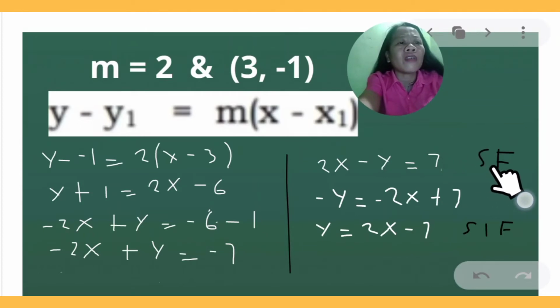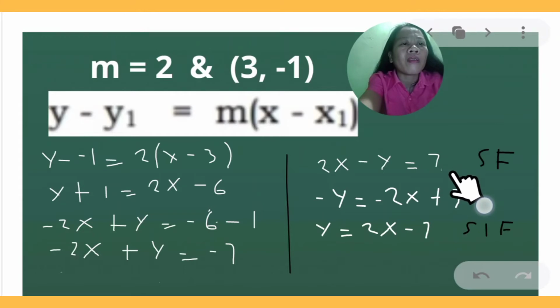So this is now the standard form. 2x minus y is equal to 7. And to have the slope-intercept form, we're going to retain negative y here at the left side of the equation. Transfer 2x to the right side. So we have negative 2x. Copy positive 7. And then divide by negative 1. So we can have positive 1 as the coefficient of y.